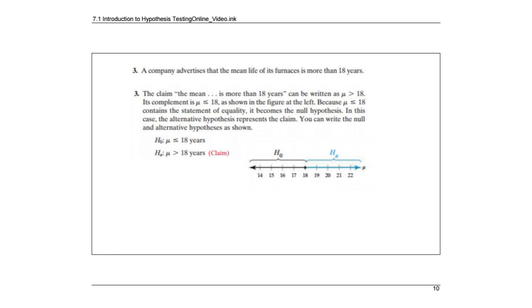A company advertises that the mean life of its furnaces is more than 18 years. So mean is greater than 18, right? More than, that's my claim. Because it does not have an equal sign, it's not greater than or equal to, it's only greater than, it has to go in the alternative spot. So it's going to be the alternative hypothesis, and then the complement is less than or equal to, that's going to be the null hypothesis, right?